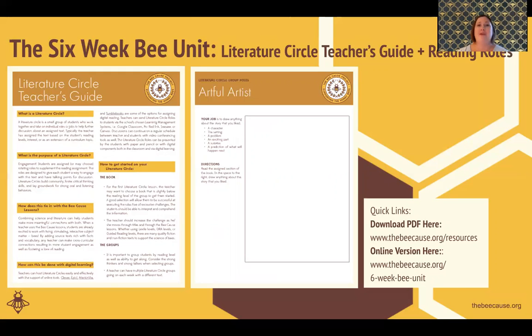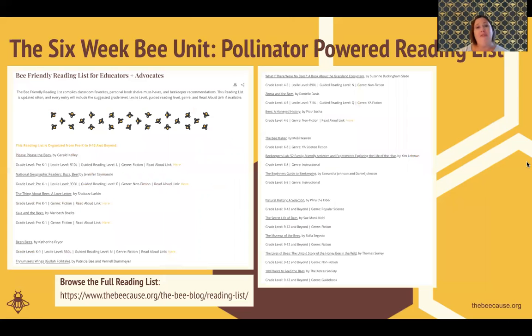Artful Artist is everyone's favorite, so be prepared for some really great pictures to be discussed. And I would print this from the PDF and I would add it right to that binder. This is the Pollinator powered reading list. So this is going to help you with that literature circle. We've given you some of our favorite titles. We've also added the grade level when we could find that, reading level for Lexile and guided reading, and the genre. Also a link to if there is a read aloud available.